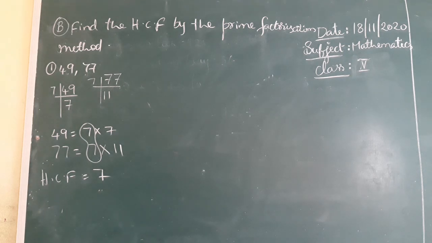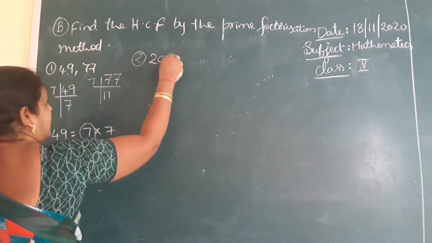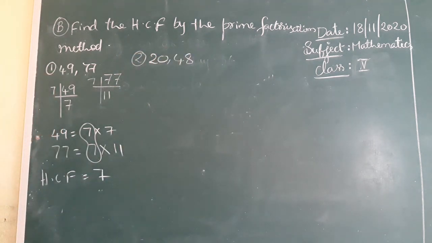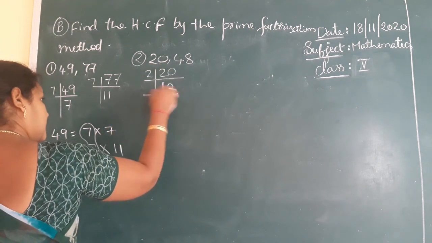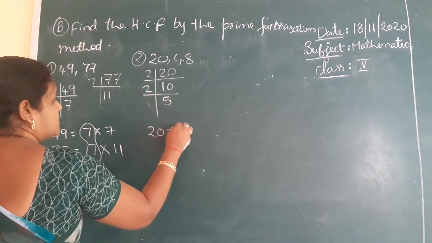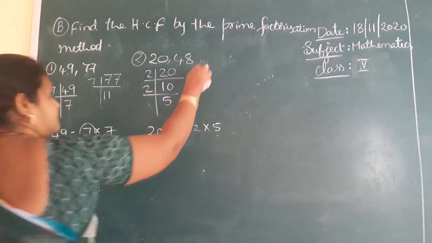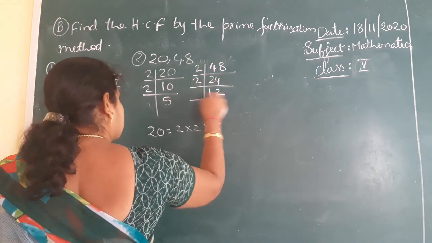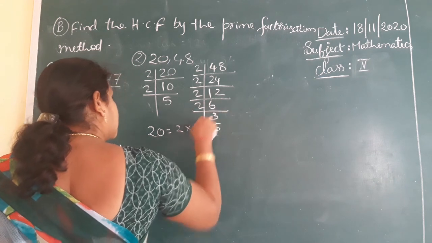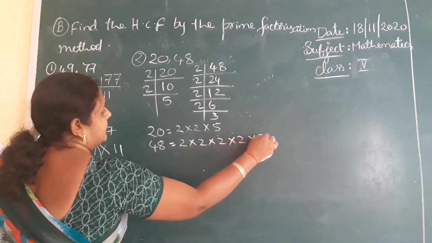2048. Second one. See the prime factorization of 20. 2 tens, 2 fives. 20 can be written as 2 into 2 into 5. Next, 48 prime factorization. 2 24s, 2 12s, 2 6s, 2 3s. So 48 can be written as 2 into 2 into 2 into 2 into 3.